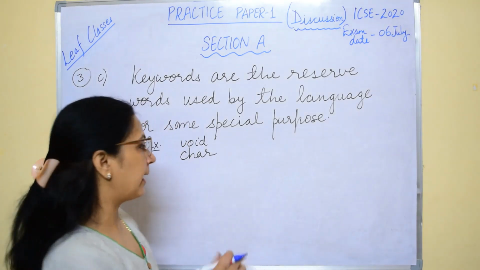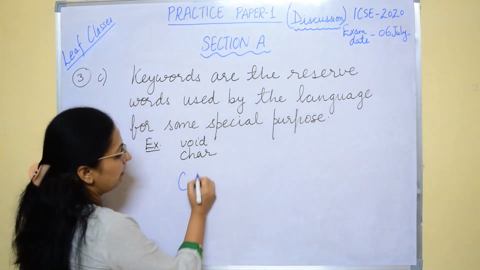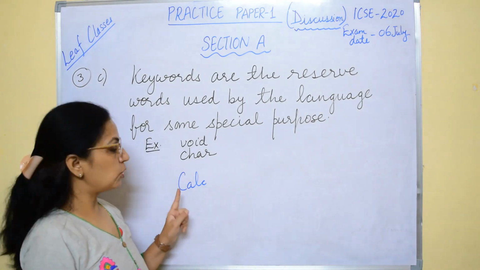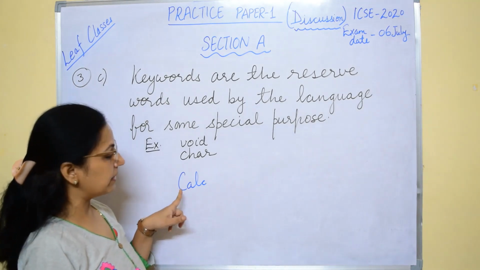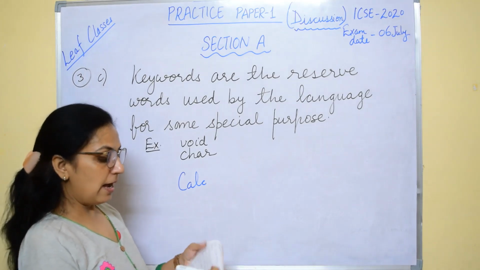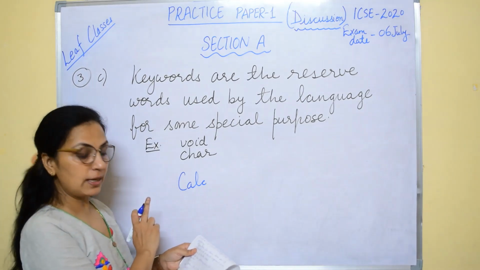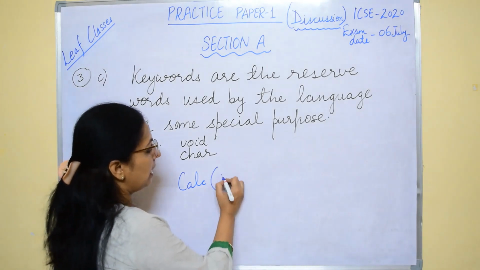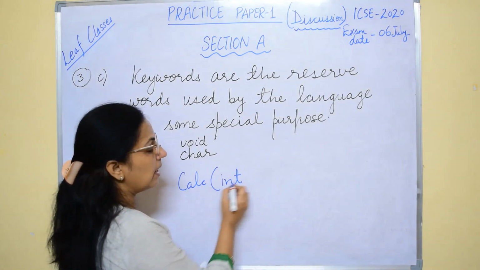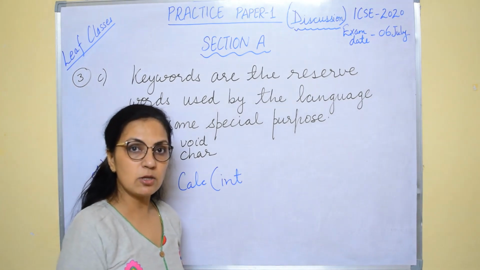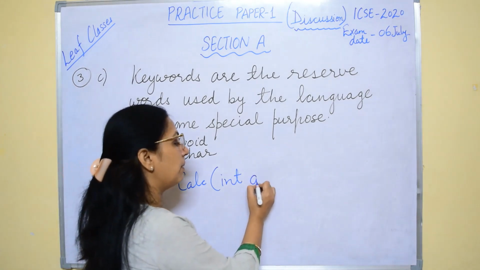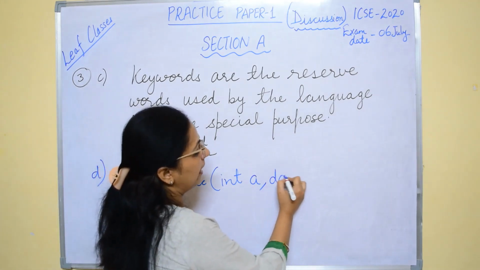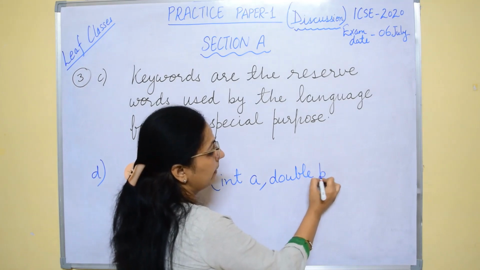A function calc. Here also, you have to take care of capital and small letters. According to the question, C is written here in capital, so I am writing in capital. A function calc, calc is the function name, which takes an int argument. And since the variable name is not given, you can take any variable of your choice, and a double argument, double b, right?